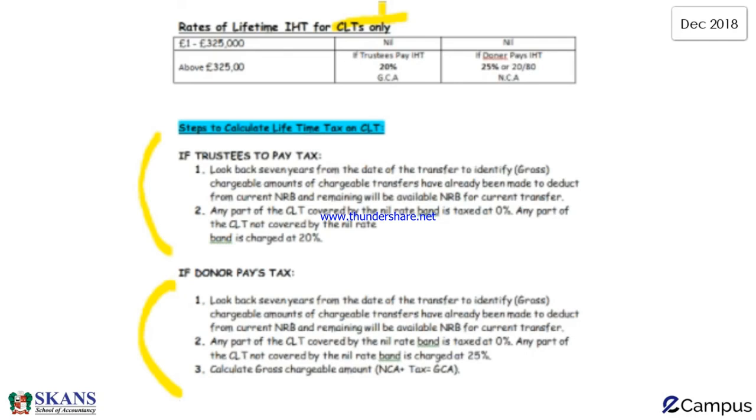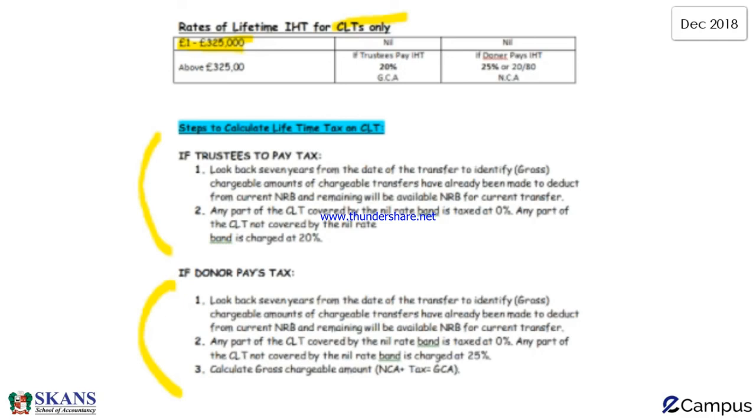Now, how to calculate lifetime taxes on CLTs? Well, that depends on which tax year your client is making the CLT. Whether it was before tax year 9-10 or after tax year 9-10. Why do we have to consider that? Because the nil rate band, which you could see right here, of 325,000, will be a different nil rate band for every tax year, which will obviously be given in the exams.